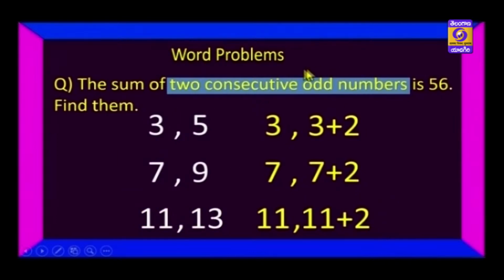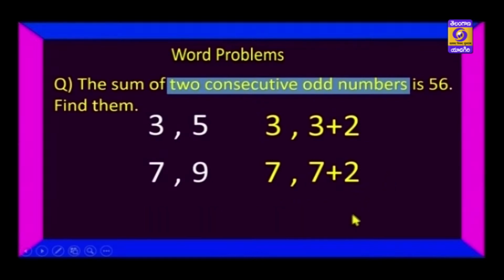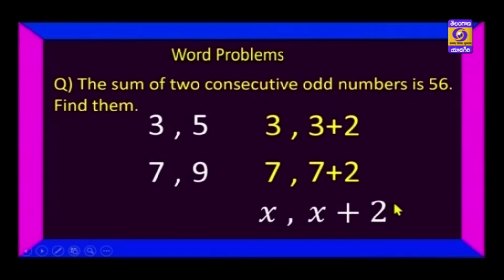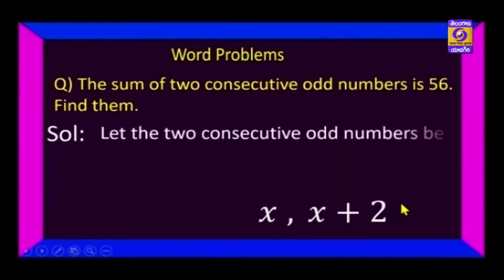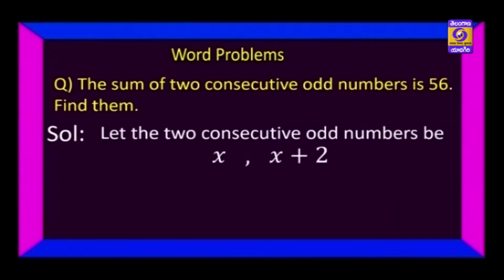But actually the odd numbers are not given in the question. Then we need to assume the odd number be x. As we don't know actually what is an odd number, let us imagine the odd number is x. Then what will be the next consecutive odd number? x plus 2, because it should be 2 more than the previous odd number. So the consecutive odd numbers we are assuming as x and x plus 2.